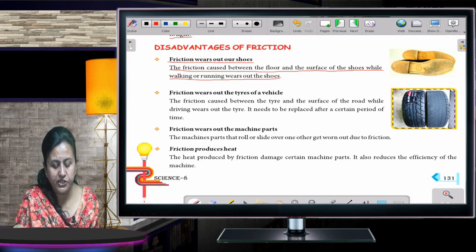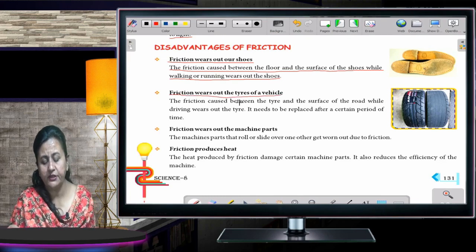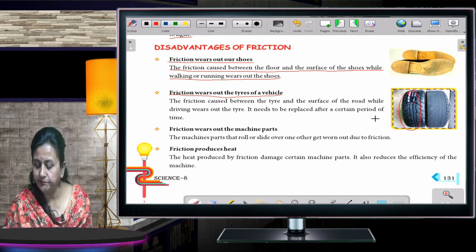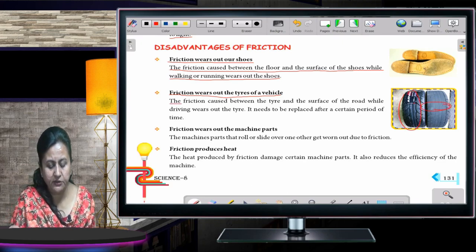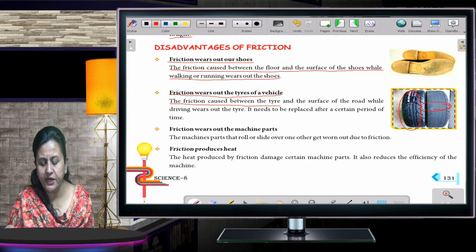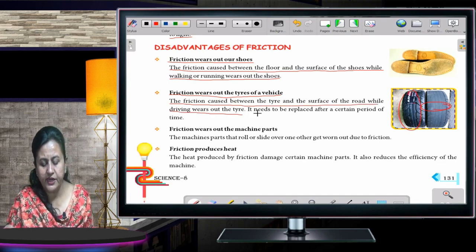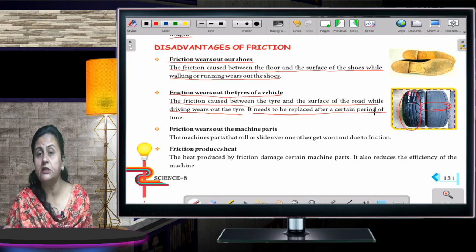Okay. Friction wears out the tires of a vehicle. Have you seen this tire? It has got, see, these interlockings are there, and this one, it is smooth over here. Okay. The friction caused between the tire and the surface of the road while driving wears out the tire. It needs to be replaced after a certain period of time.